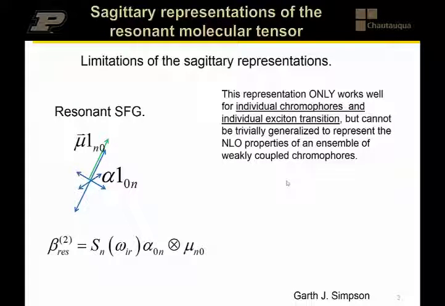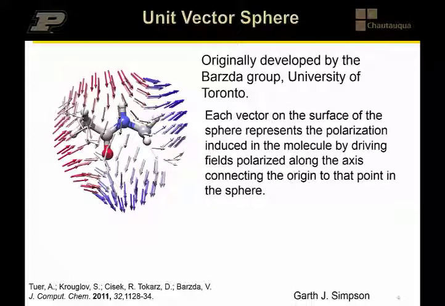So again, to remind you, what were some of the limitations of the Sagittarius representations? They're very convenient for looking at individual resonances concisely and allowing us to fully reconstruct the full set of 27 tensor elements in any arbitrary coordinate system by projection upon the molecular frame. However, they only work for individual transitions. If we want to ask what an ensemble of multiple chromophores is doing in terms of its nonlinear optical properties, the vector sphere representation is not as advantageous. We can look at coupled systems, but that's a whole different topic for another day that you'll be getting soon enough, I'm sure, if you're interested in carrying on.